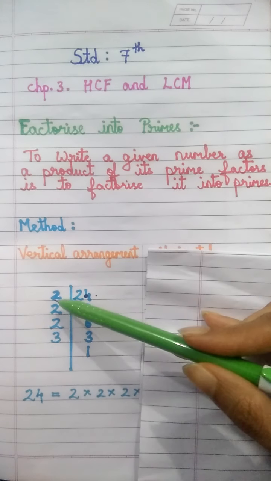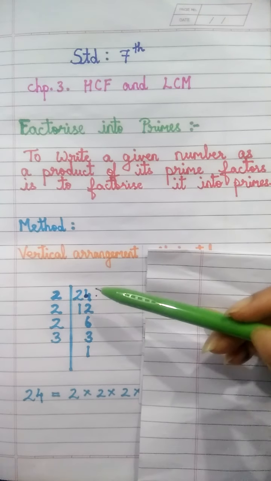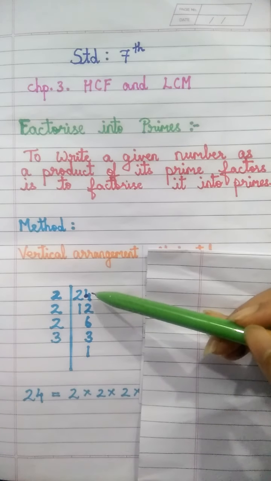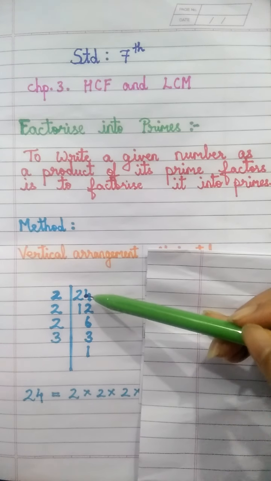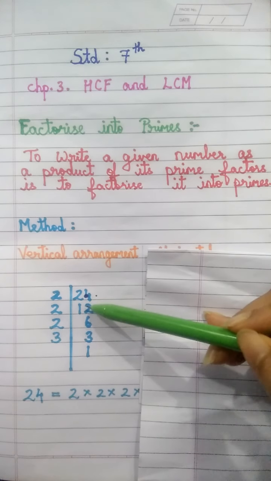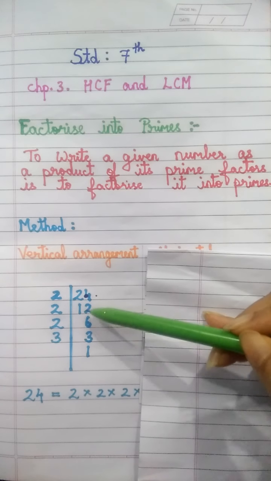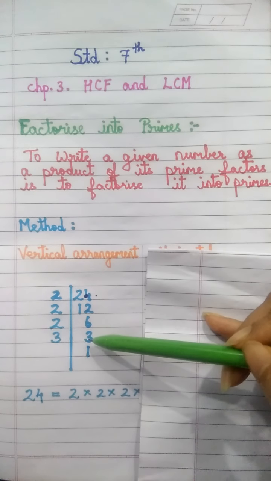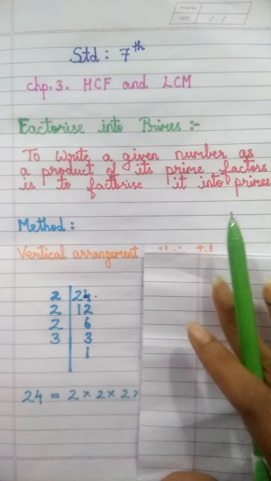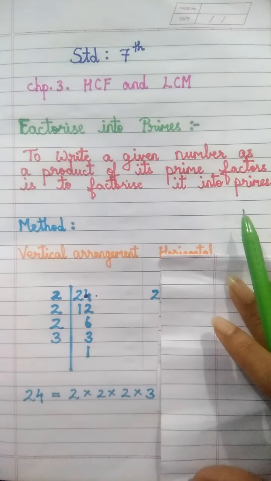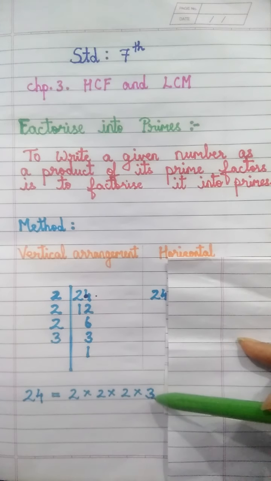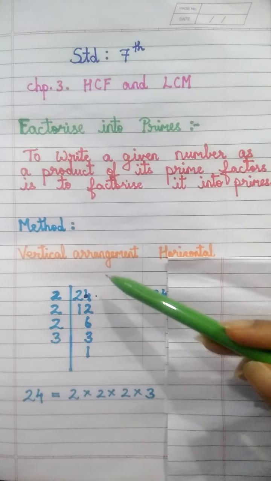4 is divisible by 2, so 24 is also divisible by 2, the units place. So 2 ones are 2, 2 twos are 4, so we got 2 12s are 24. Now we have to factorize 12. 2 6s are 12, 2 3s are 6 and 3 1s are 3. So the factors of 24 are 2 into 2 into 2 into 3. So these are the prime factors of 24. This is by vertical arrangement.